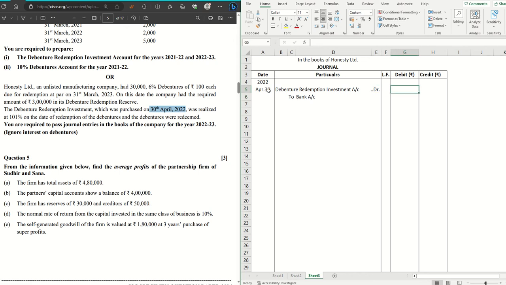And how much debenture investment has been done? As you know, this is 15% of the debenture value. So we have 30,000 debentures multiplied by the face value multiplied by 15%, which is 4,50,000 worth of investments, being investments made at the rate 15% of the debenture value.